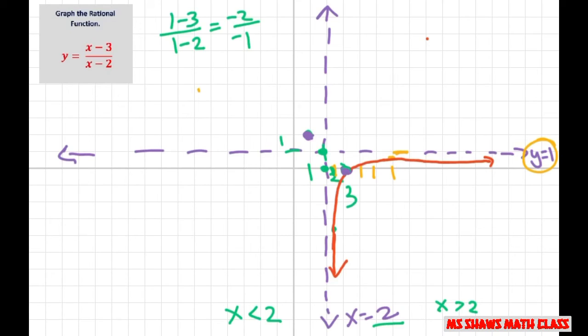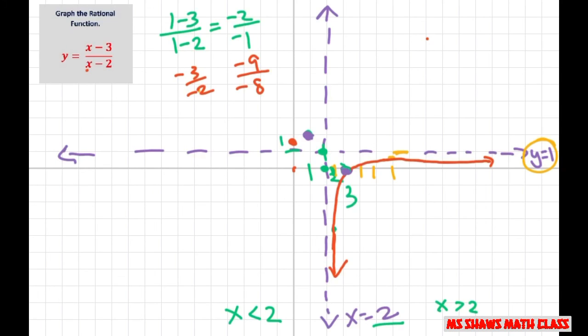Now let's plug in 0. If we plug in 0, we get -3 divided by -2, which is 1.5. So at 0, it's 1.5. Right about there. And let's plug in a bigger number. Let's plug in -6. You get -6 minus 3 is -9, divided by -6 minus 2, which is -8. So that's 1.125.